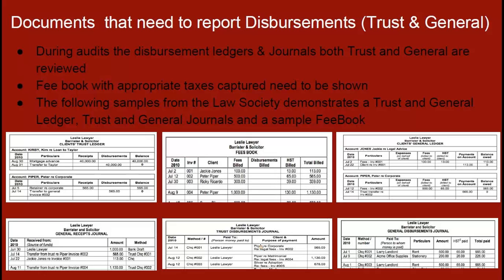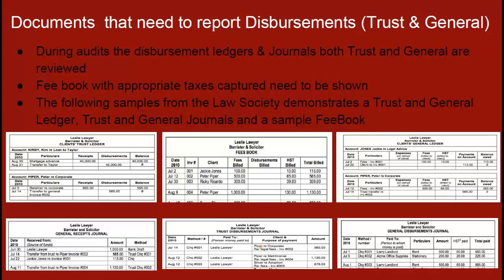So let's say during an audit, some of the common documents that are asked for are the disbursement ledgers and the disbursement journals, both for your trust account and general account. The quick question is, if I don't use trust, do I need these documents? Absolutely not. If your business is purely based on a general account, where you don't take money in advance, there's no retainer amount, obviously this does not relate to you.